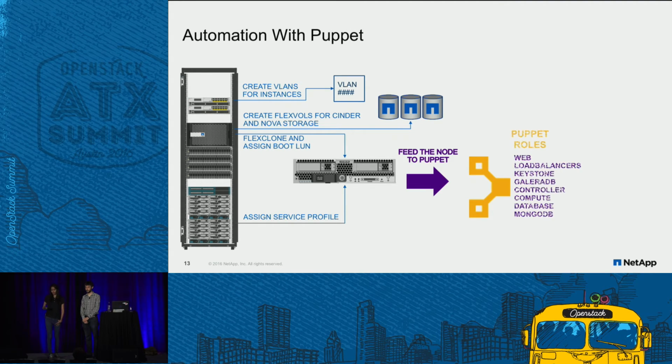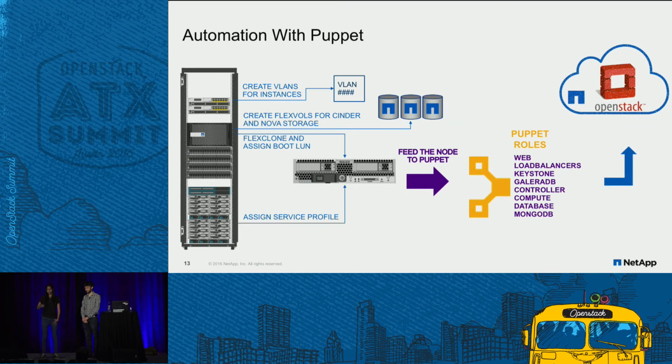So based on that, we have 8 different roles in our Puppet master. The first 4 roles, which are web, load balancer, keystone, and Galera DB, make up our shared region 0, whereas the last 4 roles, which are controller, compute, database, and MongoDB, make up our Nova regions. So when a node is fed to Puppet after assigning it the boot LUN and the service profile, it gets one of these roles assigned to it, and it is configured by Puppet for us. Thus, all of the nodes in our environment go through these 2 phases of automation, hardware as well as software, and get transformed into a controller node, a compute node, or a keystone node, finally giving us a production-ready OpenStack environment backed by NetApp storage.